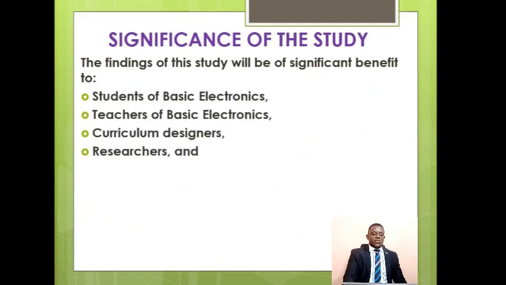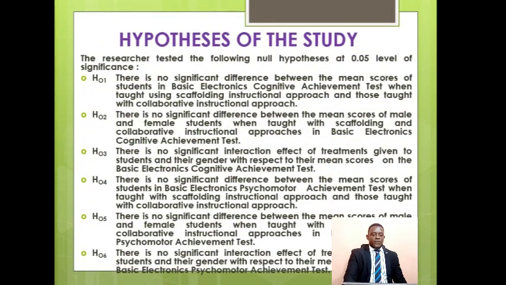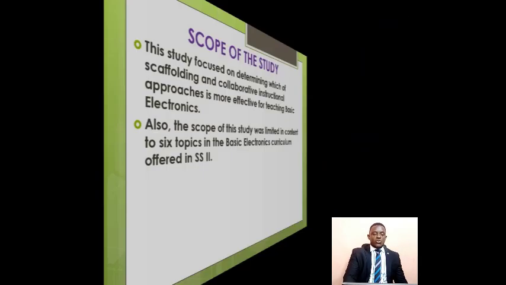So I'll go over straight to the research methodology, because that's where we can really grasp what the study is about and how it was carried out. Basically, if you look at the hypotheses that we have here, we have 6 of them. The first one, which is the only one I'm going to talk about, says that there is no significant difference between the mean scores of students in basic electronics cognitive achievement test when taught using collaborative instructional approach and those taught with scaffolding instructional approach.